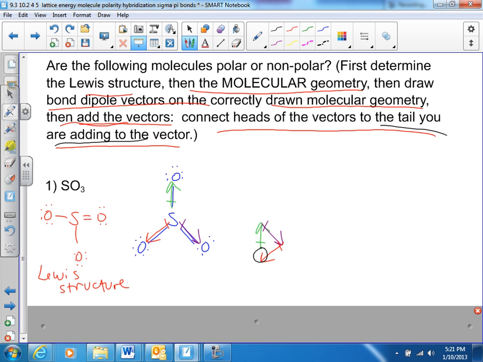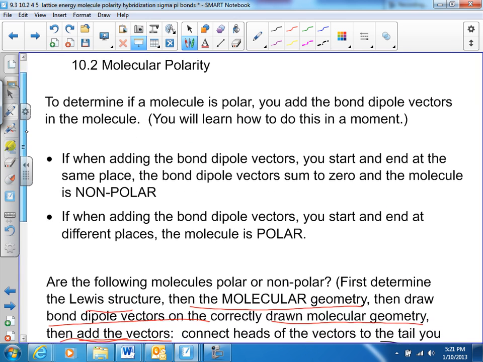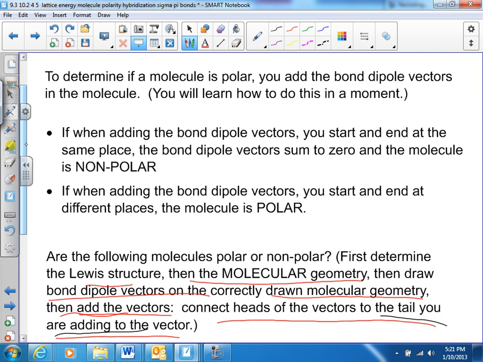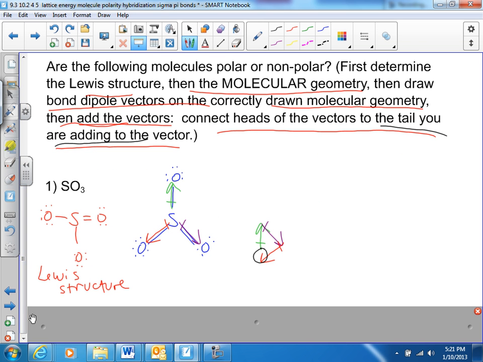So let's look at what we were given. Let's see, where were we? If you start and end at the same place, the bond dipole vectors sum to 0 and the molecule is non-polar. So we would say the molecule is non-polar. We have a non-polar molecule. So we just learned SO3 is non-polar.